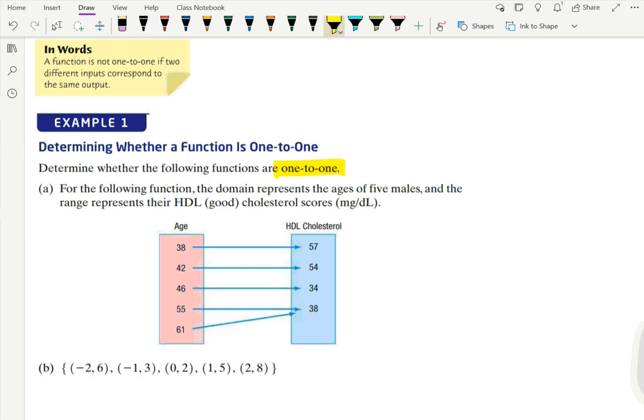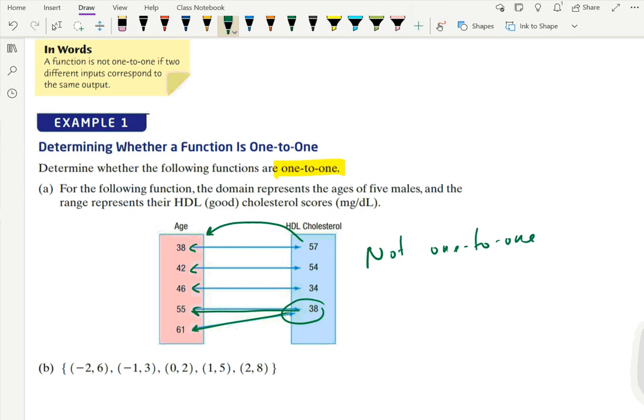If it's one-to-one, we're reversing the process, and we're saying if I go from the range back to the domain, am I also a function? So does 57 only go back to one value? Yes, it does. Does 54 only go back to one value? Yes, it does. Does 34 only go back to one value? Yes, it does. Oh, it's 38 here. That's the dilemma because 38 goes to two different values. So if we reverse the process, it is not a function. Therefore, that makes this not one-to-one.